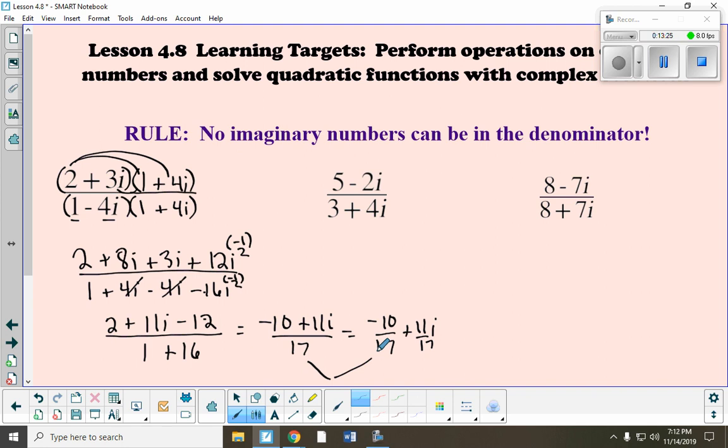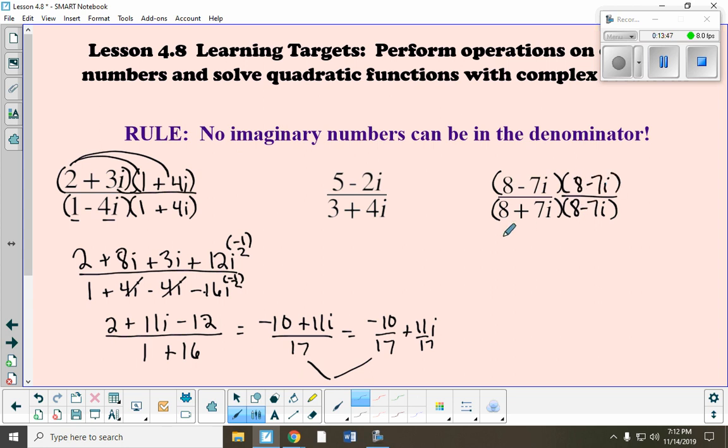All right, let's go ahead and do this one right here. We'll do one more for practice. So again, we have an expression in the denominator. So we are going to multiply by the conjugate. So that's 8 plus 7i. The conjugate would be 8 minus 7i over 8 minus 7i.